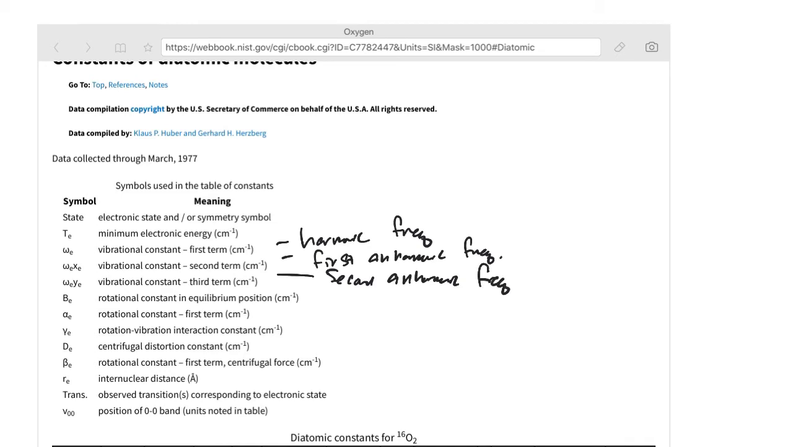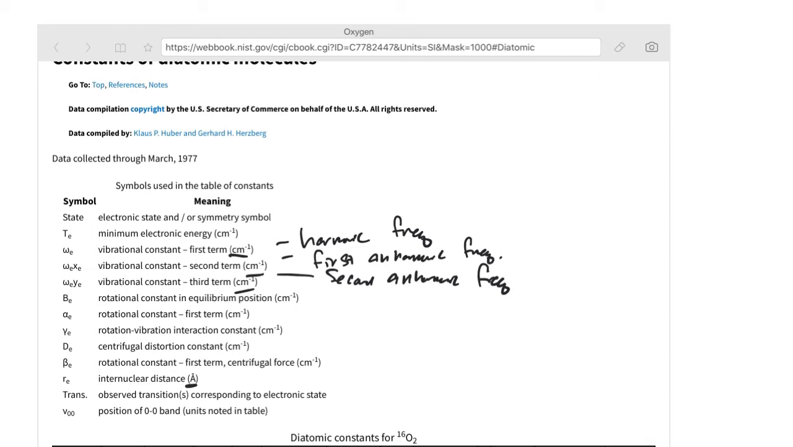So just making sure we pick up on this notation. I'm calling omega E the harmonic frequency, and then the next two terms are just the corrections. So they're the anharmonic corrections, the first and the second anharmonic corrections. But notice that these are going to be given in this table in inverse centimeters, and most of the values here are in inverse centimeters.